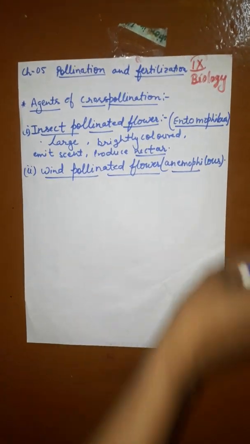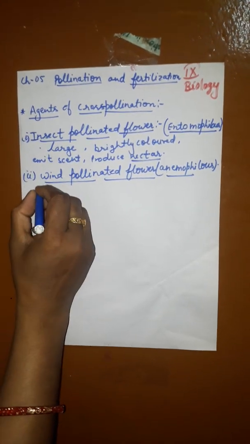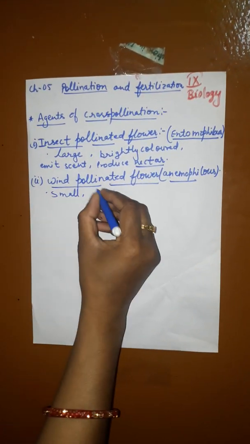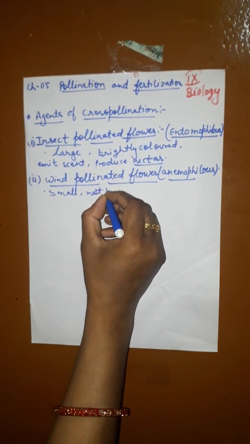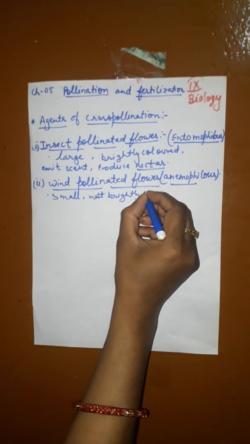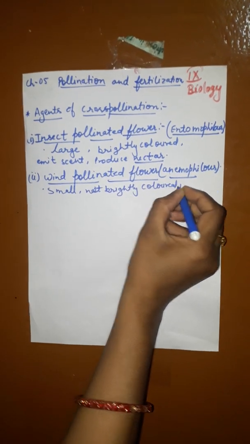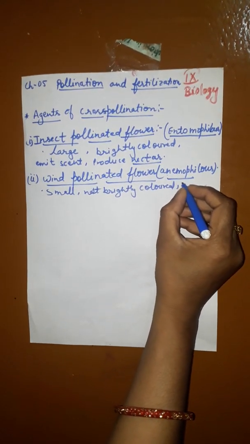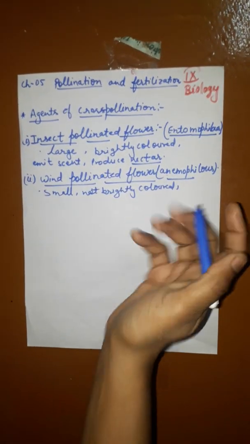What are the characteristics of wind pollinated flower? Wind pollinated flower is called anemophilous flower, and wind pollination is scientifically termed anemophily. The flower is small and not brightly colored. Why not brightly colored? Often dull, because there is no need to attract insects.